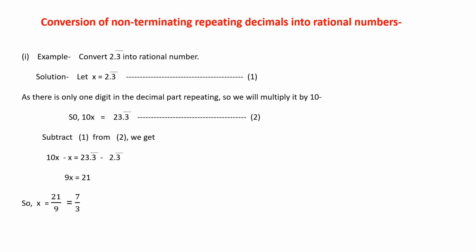After this, subtract equation number 1 from equation number 2. What we will get? 10x minus x is equal to 23.3 bar minus 2.3 bar. 10x minus x is equal to 9x, and 23.3 bar minus 2.3 bar is equal to 21. Therefore x is equal to 21 upon 9. If you reduce this, it will be equal to 7 by 3.